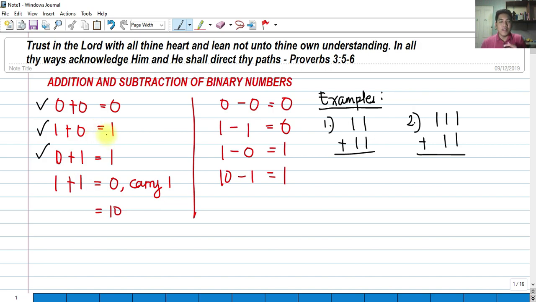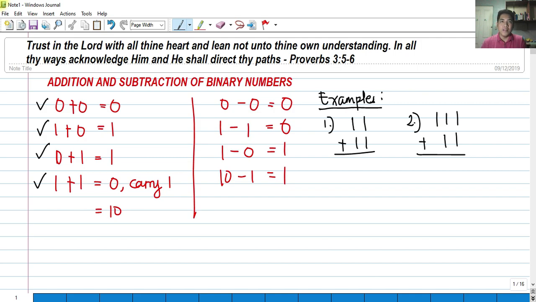The only time that the binary would actually get 1 is if it has at least one 1 in our addends, or the other term. So 1 plus 0 would be 1, 0 plus 1 would be 1, but 1 plus 1 is 0, carry 1. Why? Because the highest number in the binary system is actually 1. So if you add 1 to 1, you have to carry 1 on the other side.